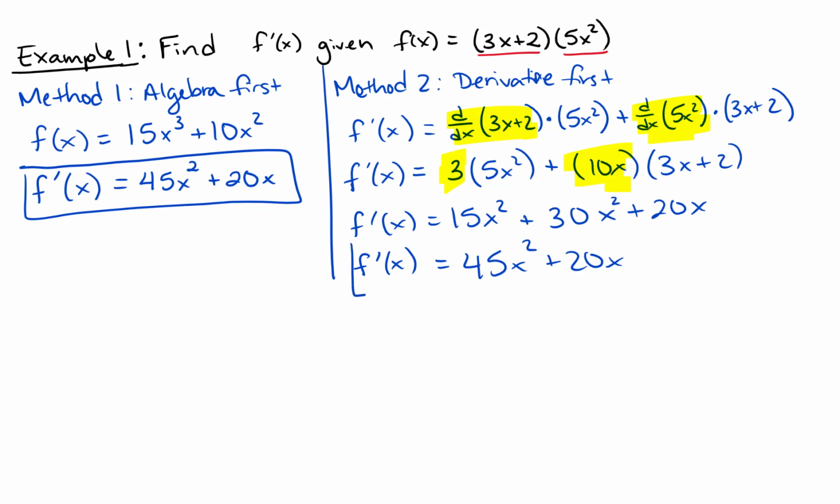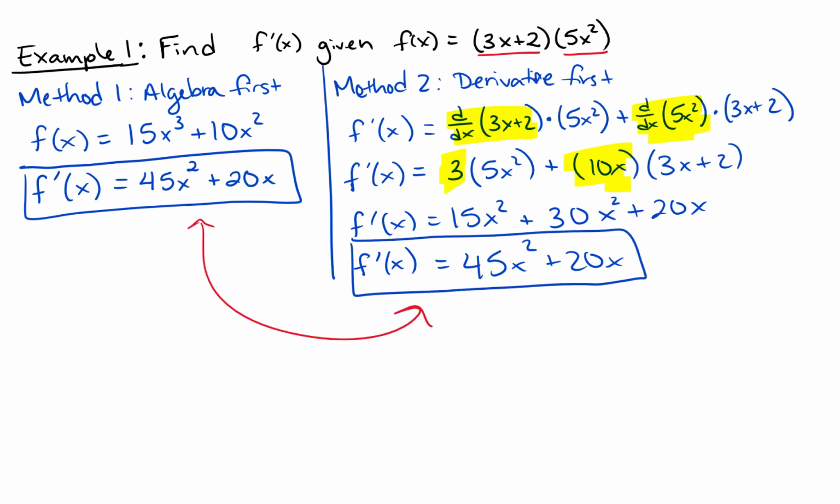And there is our derivative function. So we got the same answer either way. It looked like it was a little faster to do method 1 with the simplifying of the algebra first, but method 2, where we took the derivative first using the product rule and then simplifying, still gave us the same answer. So as long as you show all your work and explain what you're doing, you'll get the same answer either way.